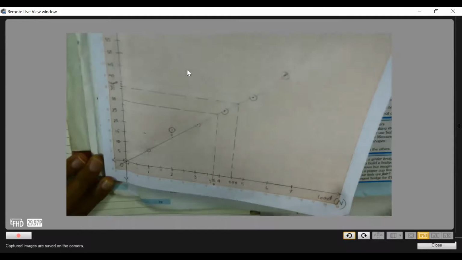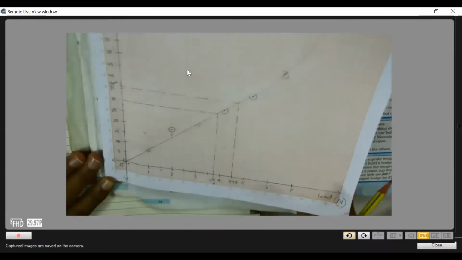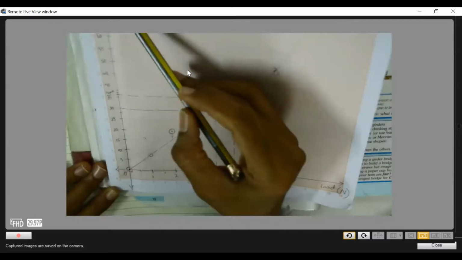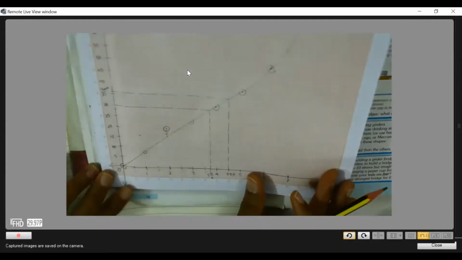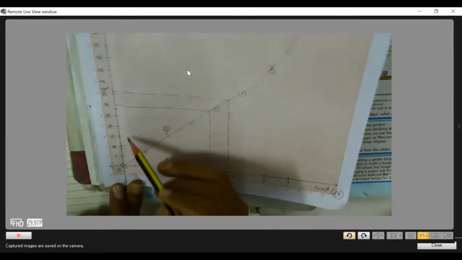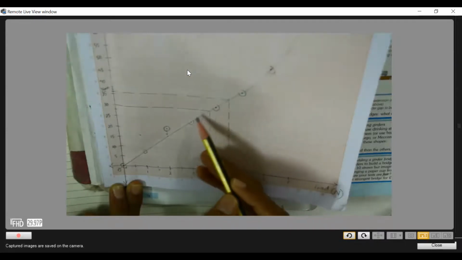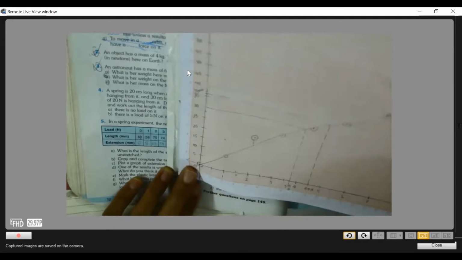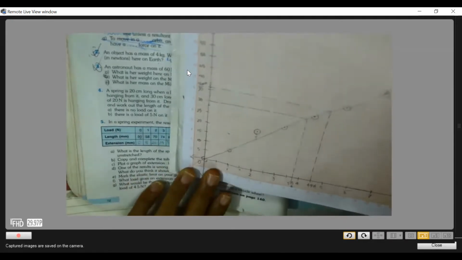Your x-axis should have arrowheads, your y-axis should have arrowheads. On the x-axis, you have load in Newton. On the y-axis, you have extension in millimeters. Did you see that when we had extension, the graph is passing through the origin? Load 0, extension was 0. Load 1, extension is 8.